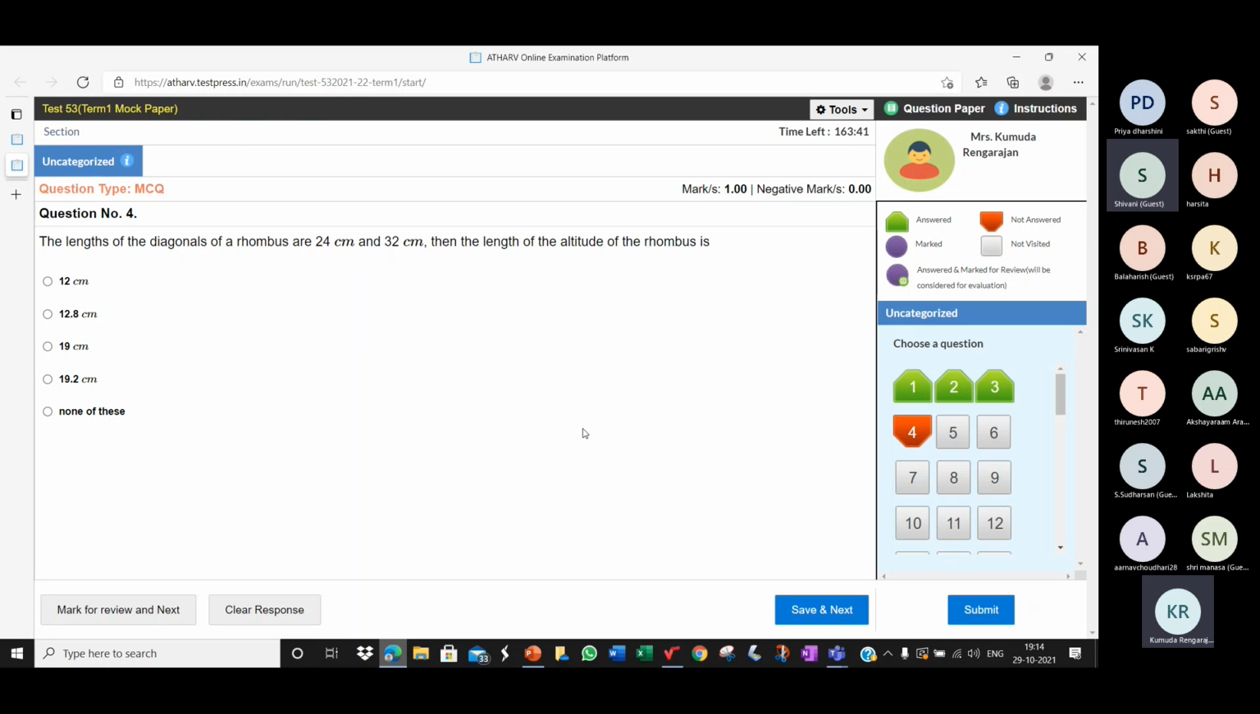The lengths of the diagonals of a rhombus are 24 centimeters and 32 centimeters. Then the length of the altitude of the rhombus is.